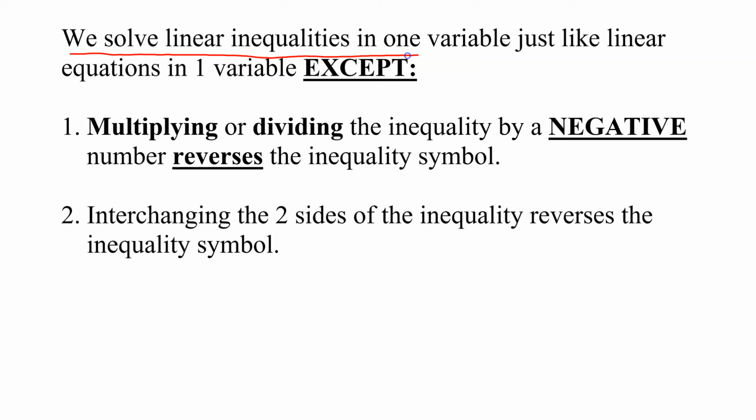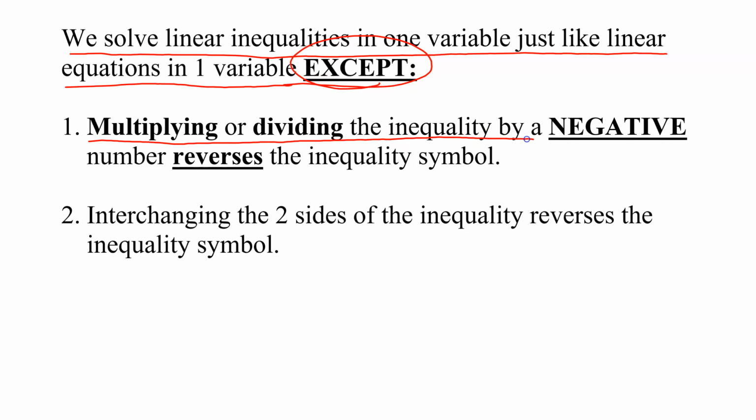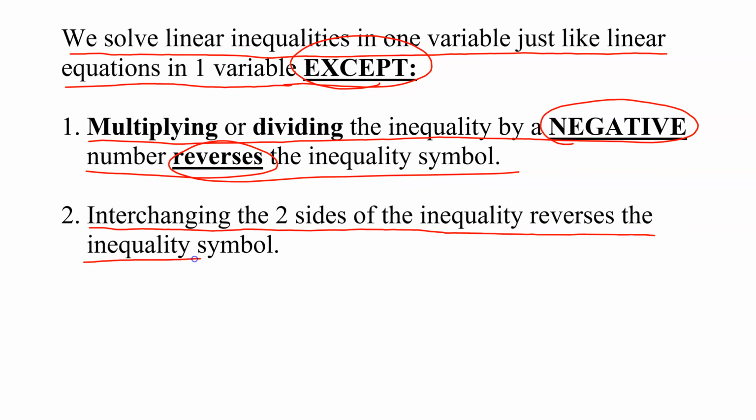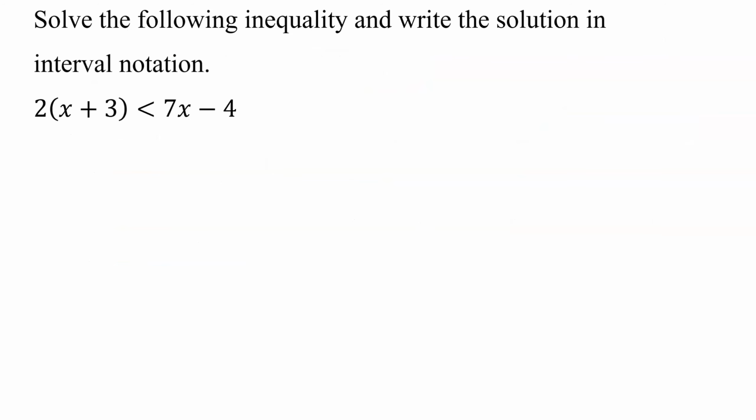We solve linear inequalities in one variable just like linear equations in one variable, except when you multiply or divide the inequality by a negative number, that reverses the inequality symbol. And also, if you interchange the two sides of the inequality, that also reverses the inequality symbol. So we're going to solve this inequality just like it's a linear equation, but keeping those two exceptions in mind. If this was a linear equation, what would you do first?